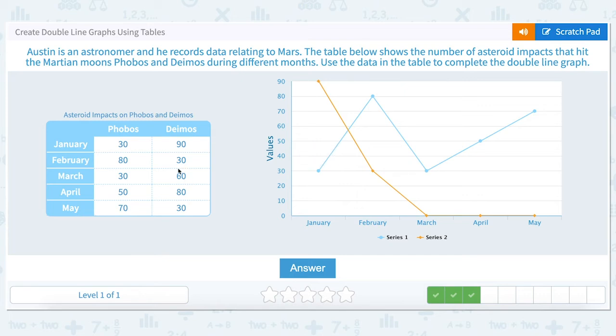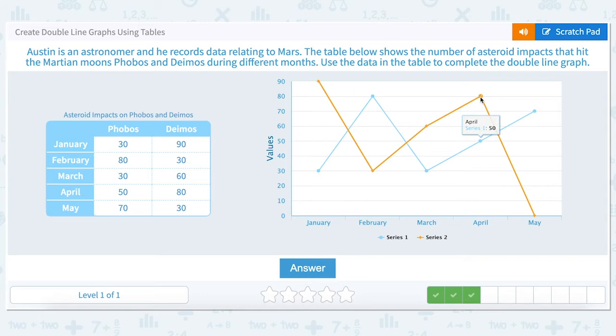For March, Deimos had 60 asteroid impacts. Let's go to March on the x-axis, travel up the y-axis, and plot a point at 60. For April, Deimos had 80 asteroid impacts. We go to April, travel up the y-axis to 80, and plot a point.